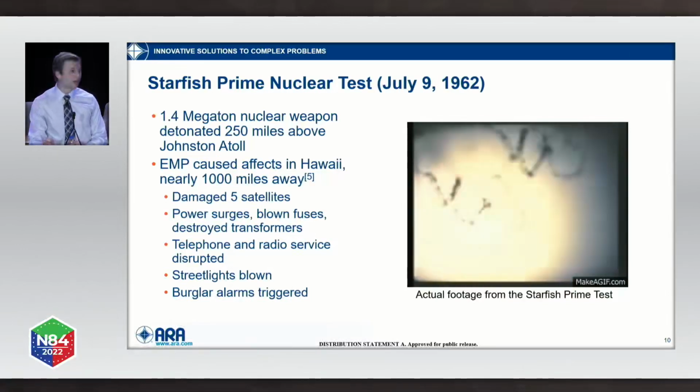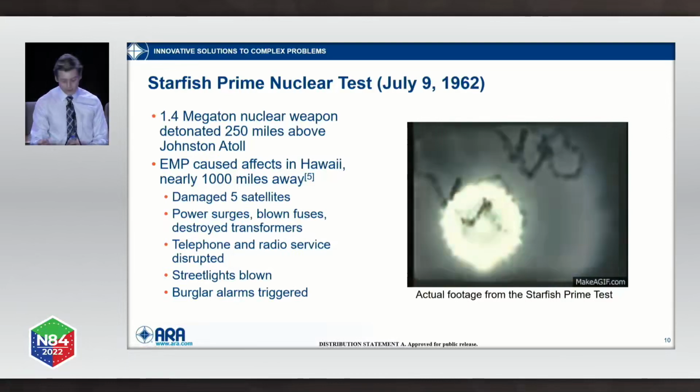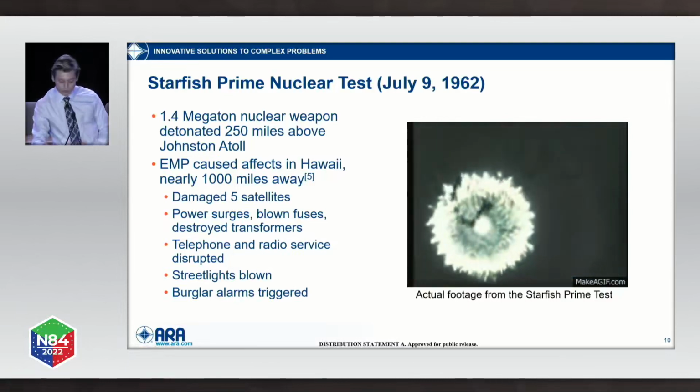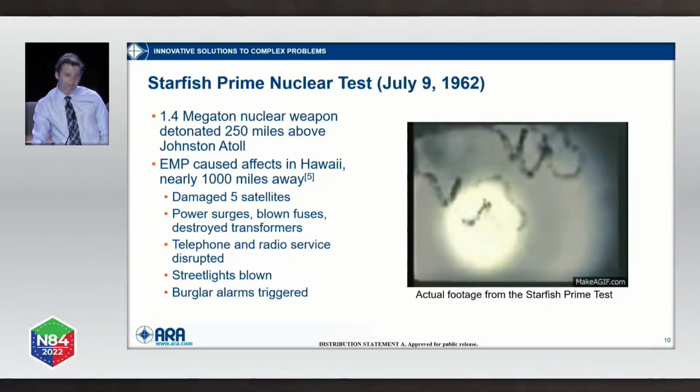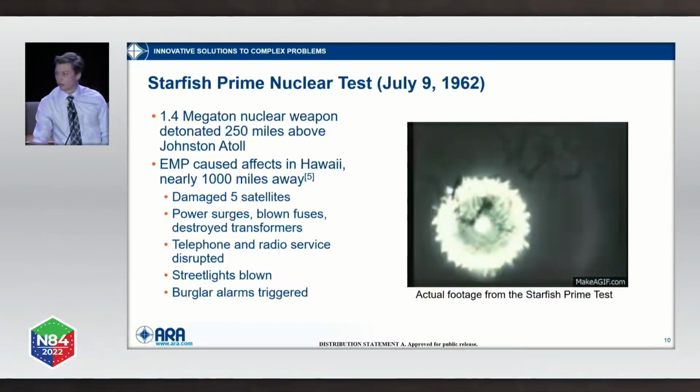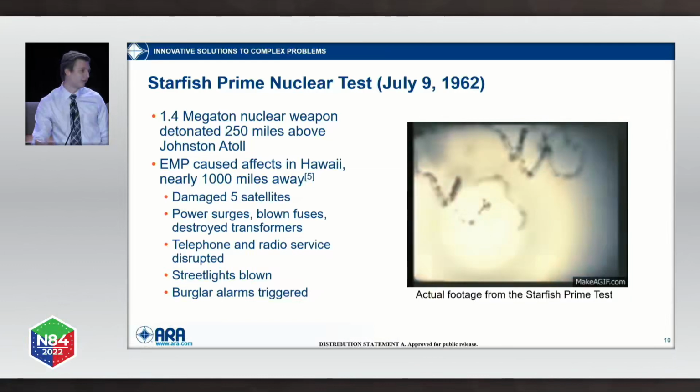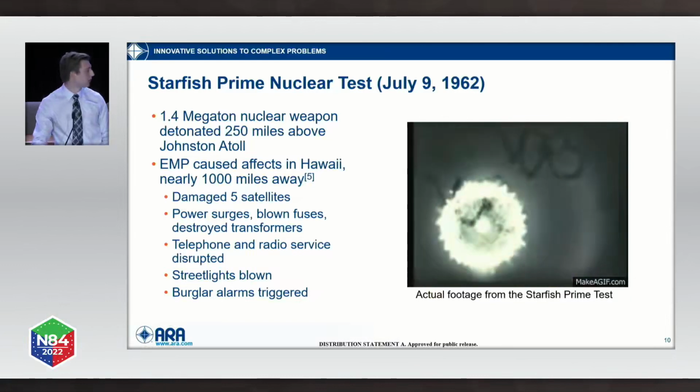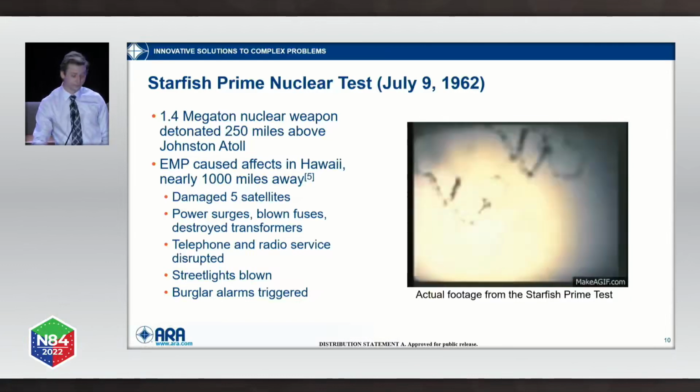And about 1,000 miles away in Hawaii, people were noticing effects. In addition to satellites in orbit that were taken out, folks noticed that burglar alarms were being set off, parts of their power grid were being disabled, telephone and radio services were going down.